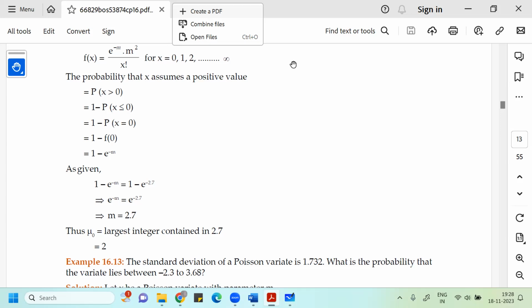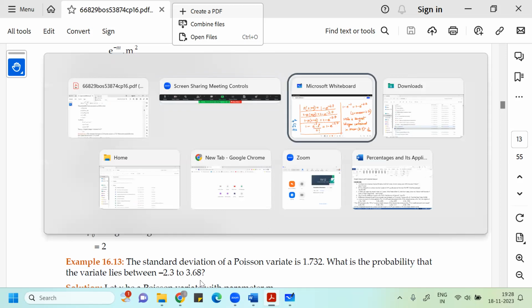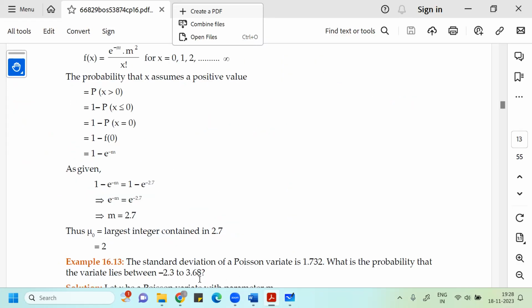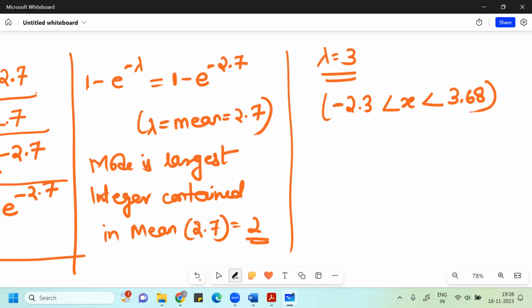Now, whenever you work on Poisson, binomial and all, please understand that they only consider non-negative values. They cannot consider decimal values. So here your mean is equal to 3, and they're asking your x should be between minus 2.3 and 3.68. Please understand, we only consider non-negative integral values.